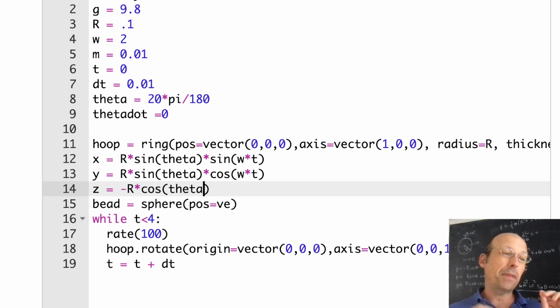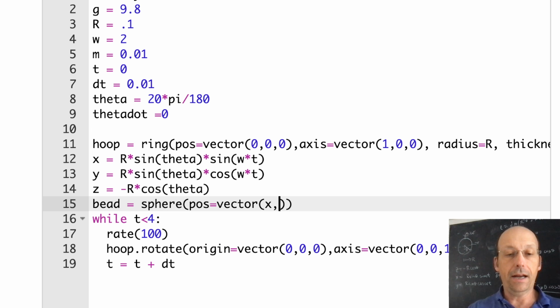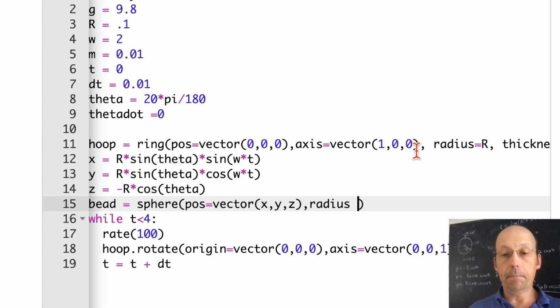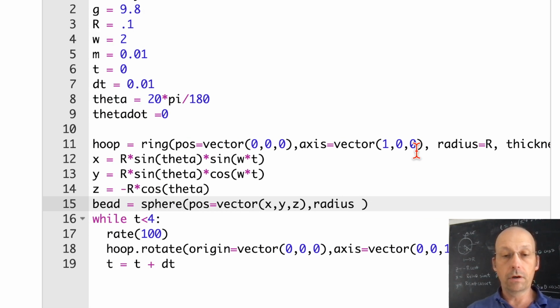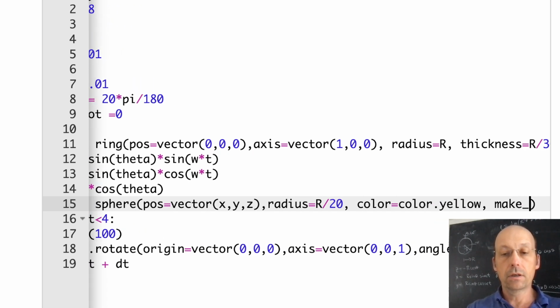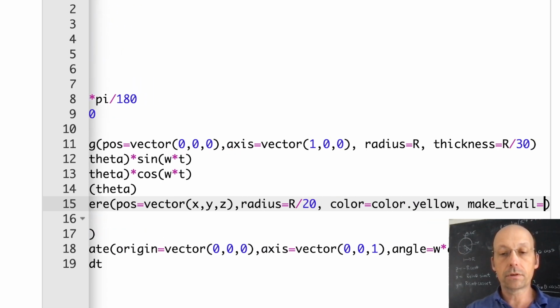And I can just copy that code and reuse it. And then down here, when I make my sphere, it's going to be vector x, y, z. Isn't that nice? Okay, the radius should be bigger than my bead. So let's do radius equals r over 20. Color equals color.yellow. Make trail equals true.